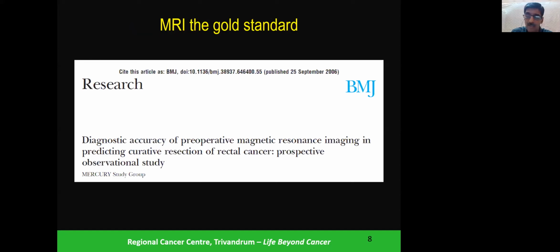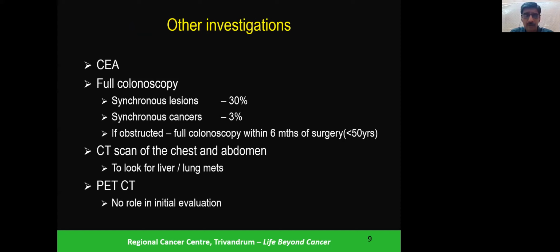In addition to that, we should not forget that all the patients with rectal cancer should have a CEA evaluation done, and that is not for diagnosis but for prognostication, because in the post-operative period, this is the one modality by which we would like to follow up the patient to detect early recurrence or distant metastasis.